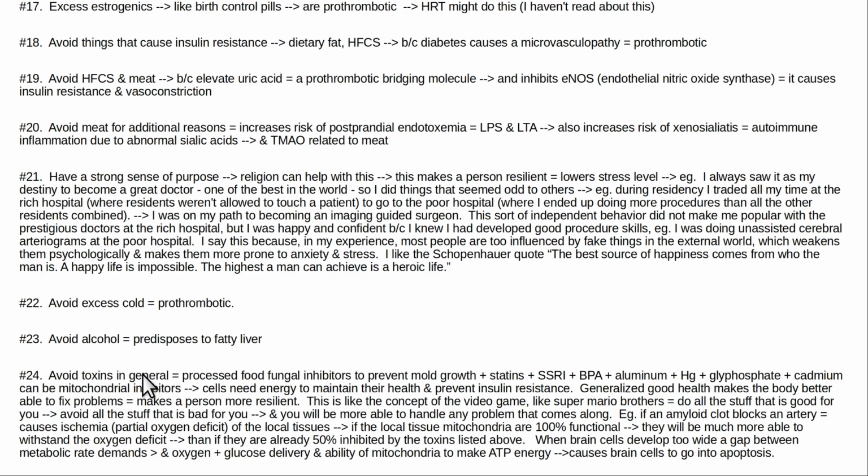Number 24, avoid toxins in general. Processed food has fungal inhibitors, they tend to prevent mold growth. That's why they're there. The fungal inhibitors prevent mold growth, but they also tend to be mitochondrial inhibitors. And there's lots of other things that people think are healthy that I would never take, okay? Statins, they're mitochondrial inhibitors, okay? Metformin's a mitochondrial inhibitor. SSRIs tend to be mitochondrial inhibitors. BPA, the sort of hard plastics, mitochondrial inhibitor. Aluminum, mercury, glyphosate, cadmium, and there's a whole bunch of other ones. I got a list of over 50 of them in my lecture on mitochondrial inhibitors.